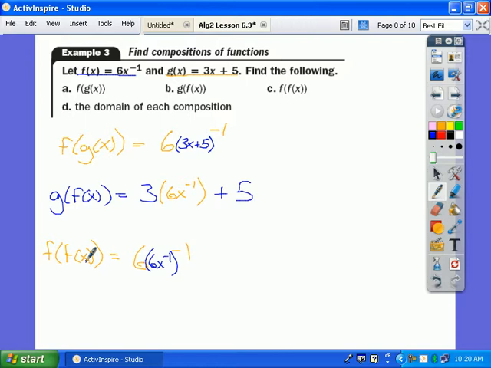I want to talk about the domain. So here, notice that everything in the parentheses is being taken to the negative first power. So basically, that's going to shift to the bottom of the fraction. The 6 is not being taken to the negative first, just the parentheses. So the 6 stays on top, and the 3x plus 5 goes to the bottom. And that's the new function we have created.